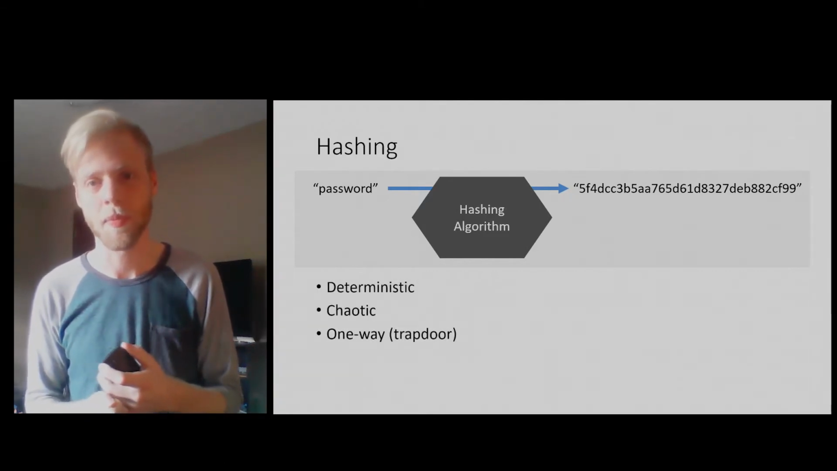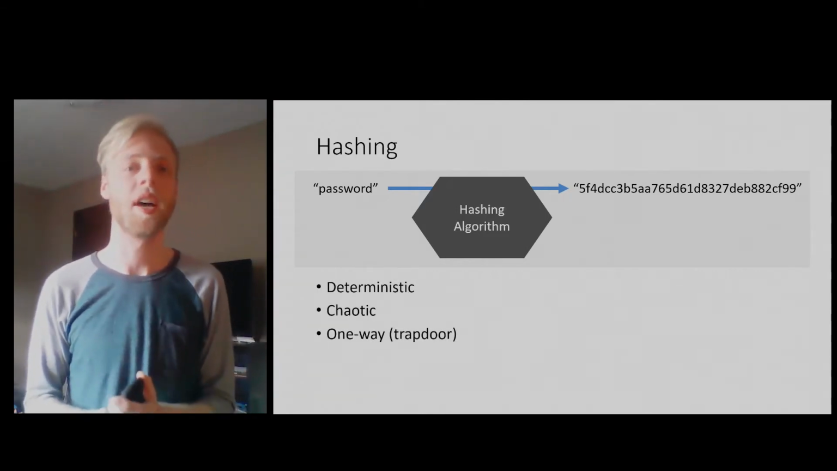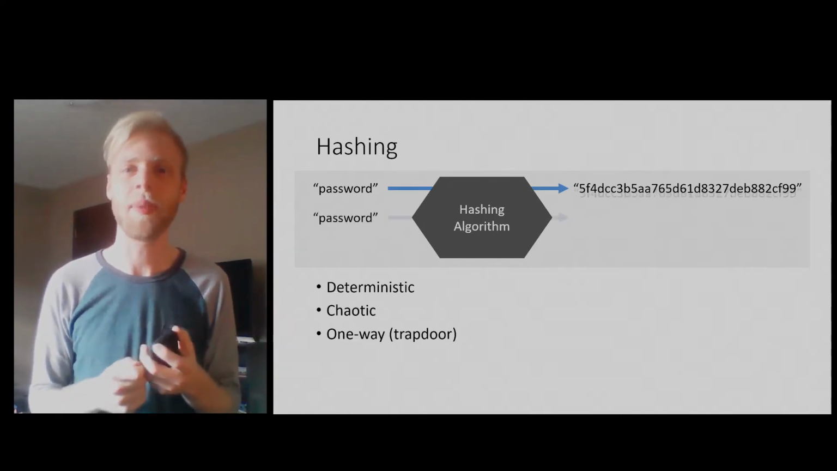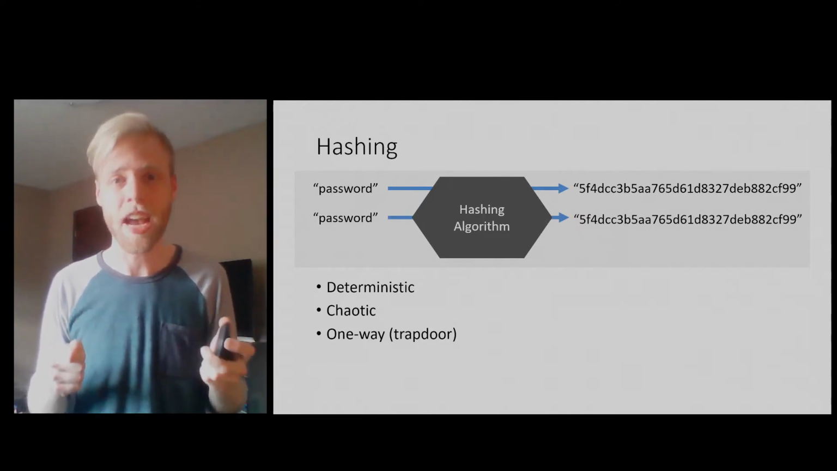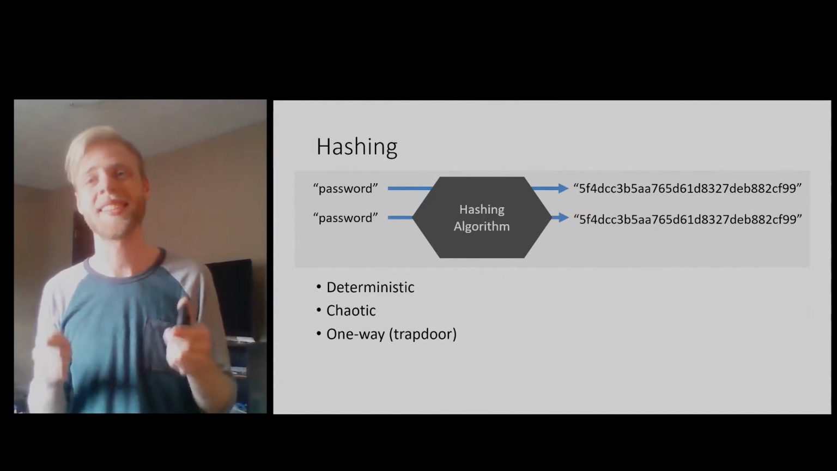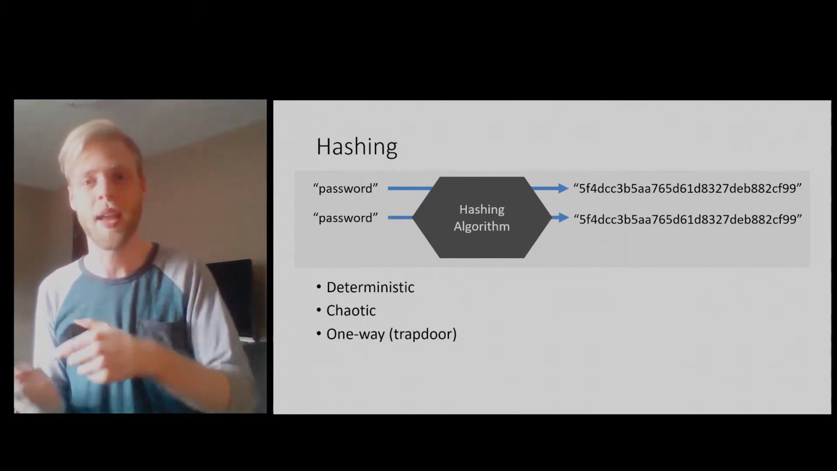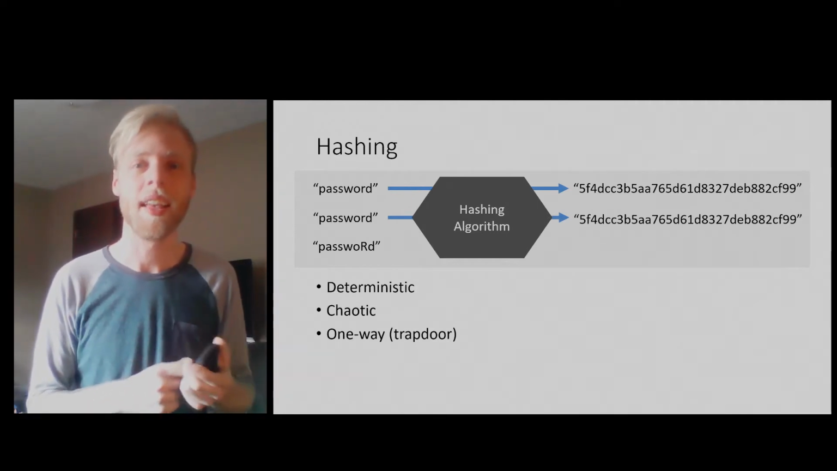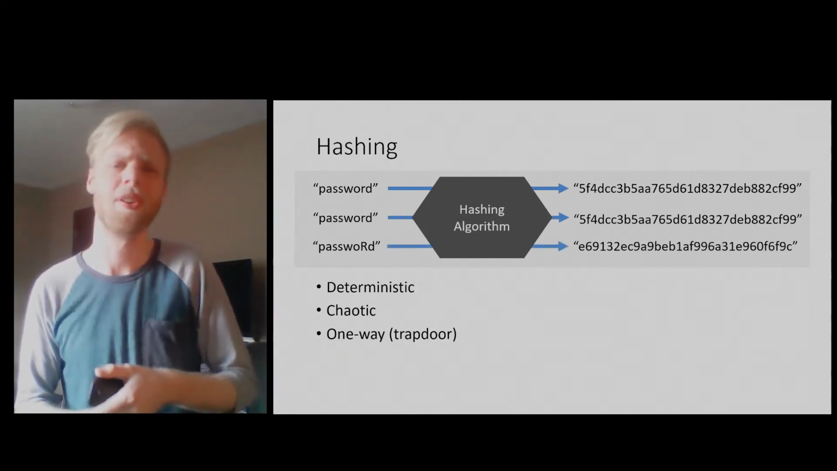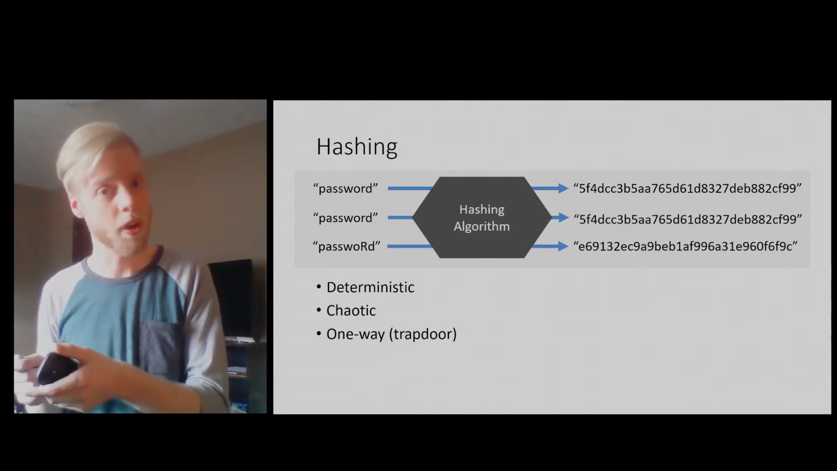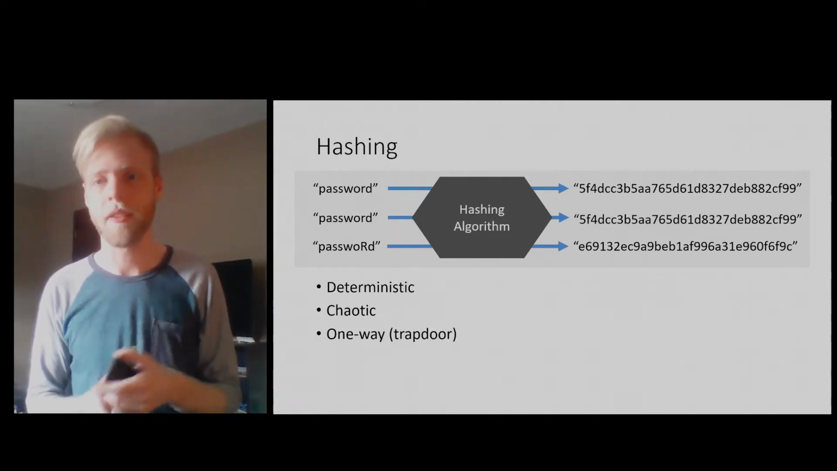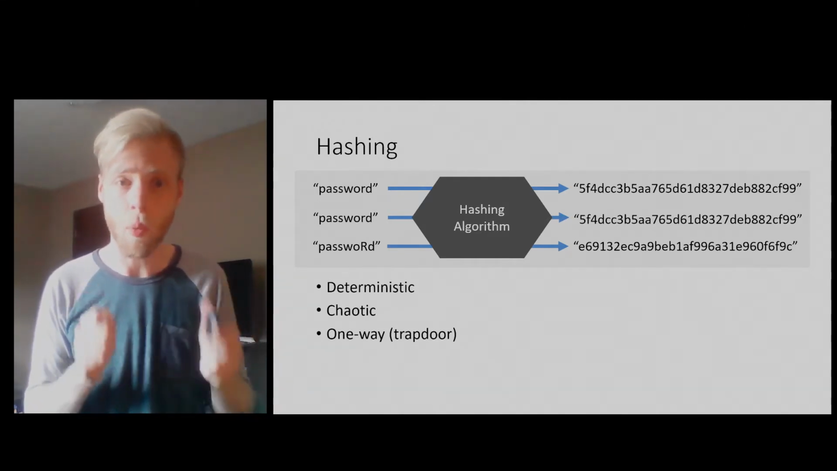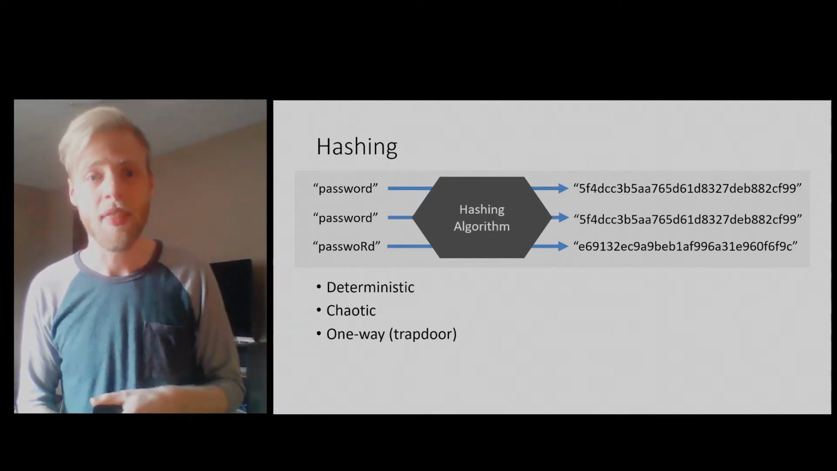The first is that the hashing algorithm is deterministic. That means that if we provide the same input to the hashing algorithm, we should expect the exact same output every time. Another important property of a hashing algorithm is that it be chaotic. That means that even a minor change to the input, such as an uppercase R instead of a lowercase r, should produce a wildly different result. And the last and most important feature of a hashing algorithm is that it be a one-way or a trapdoor function. That means that it's very easy to generate the hash from the input, but it's almost impossible to get the input back from the output.